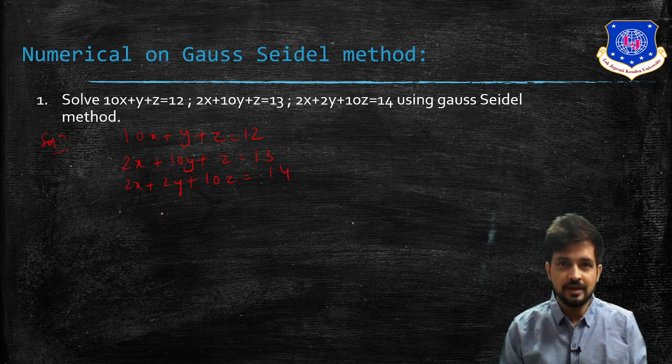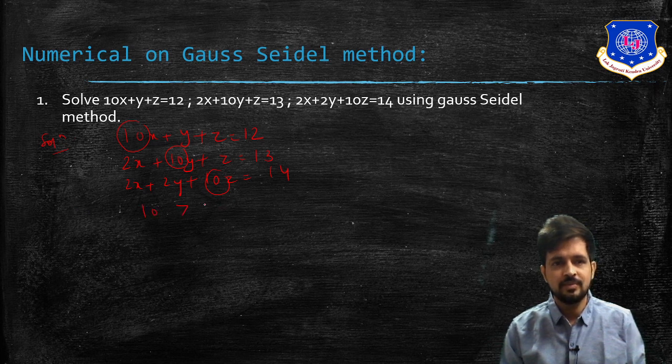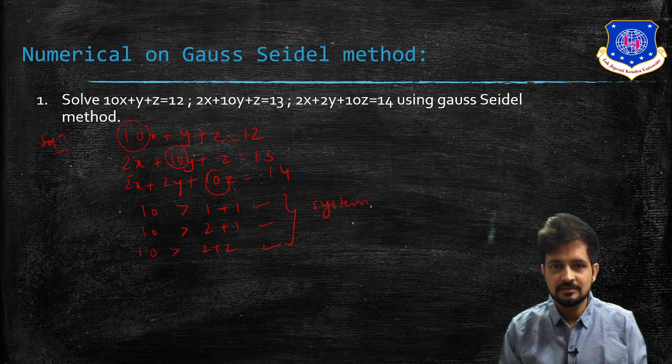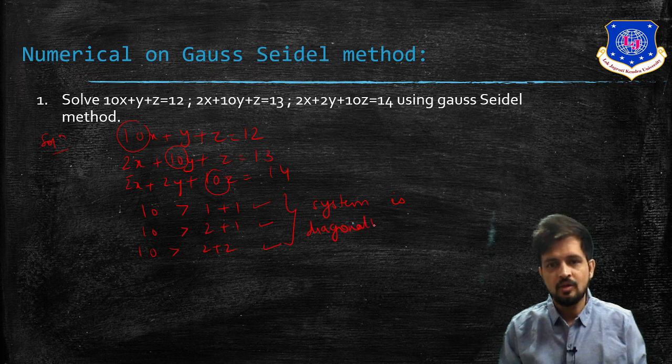First of all we have to check whether it is diagonally dominant or not. Here you can see these three are the diagonals. We can say 10 is greater than 1 + 1, it is correct. Then again 10 is greater than 2 + 1, this is also correct. Then 10 is greater than 2 + 2. So all these conditions are satisfied, so we can say the system is diagonally dominant.